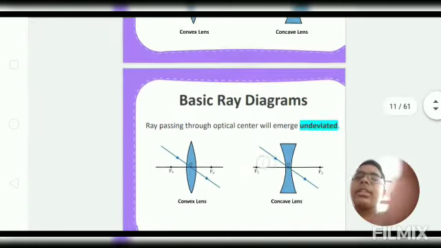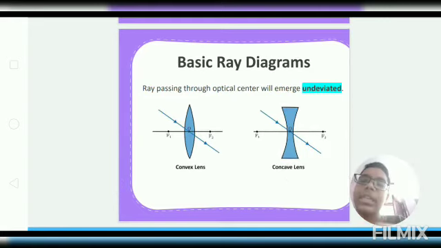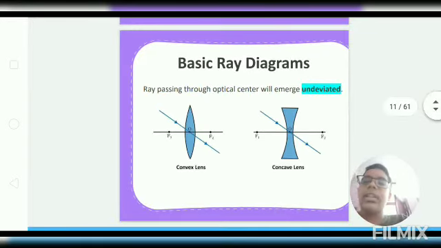Let us go to the basic ray diagram 3. Rays passing through optical center will remain undeviated. When the ray passes through the optical center, there is no deviation in the light ray. You can observe it in the given figure.